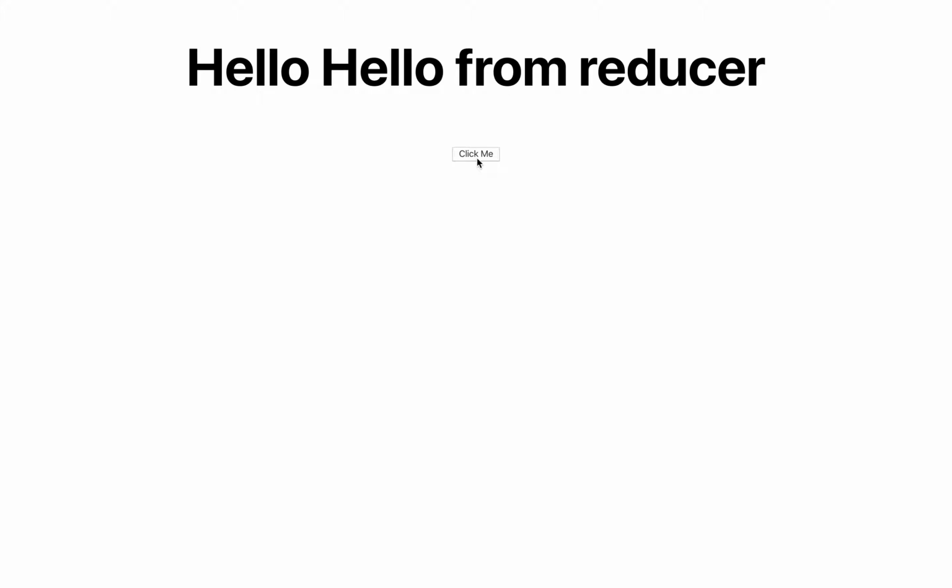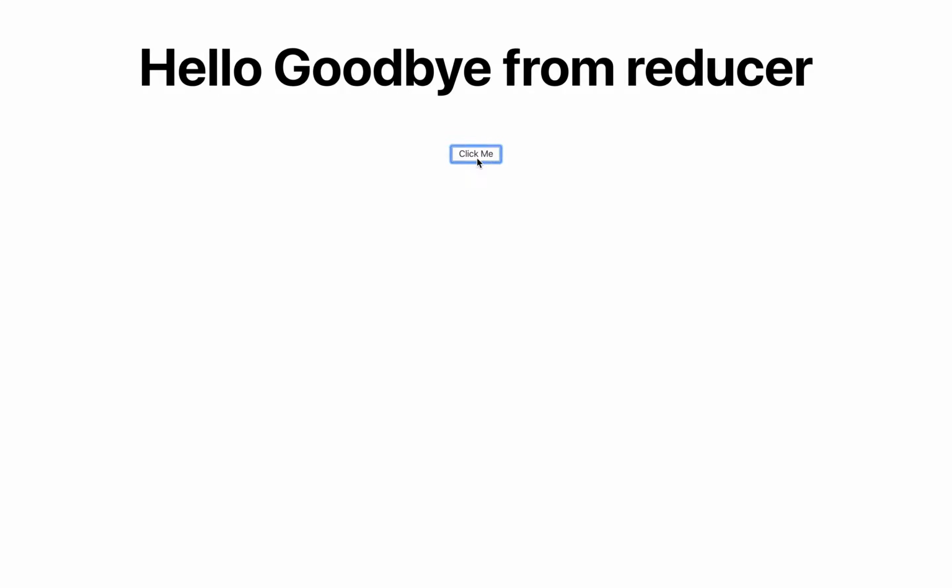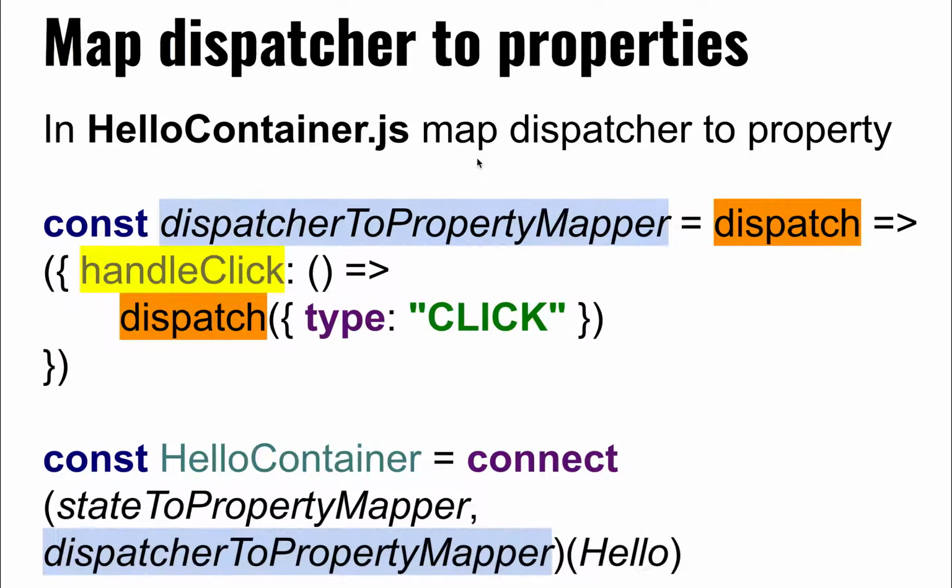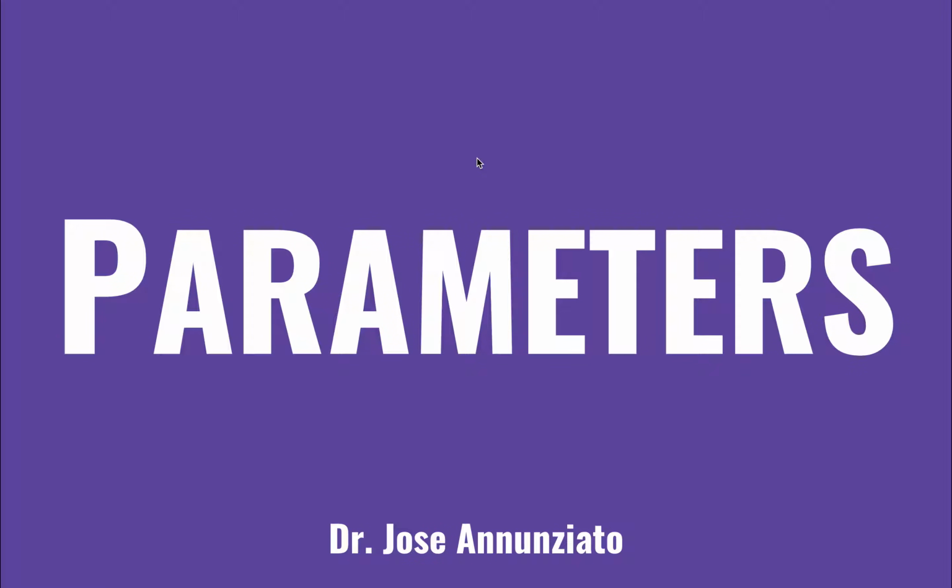All right. Again, a lot of plumbing. Hello, goodbye from reducer. Okay. All right. Excellent. What if we want to pass parameters? Right now, we haven't passed any parameters. It's just this function that we're invoking. So how do we do that?